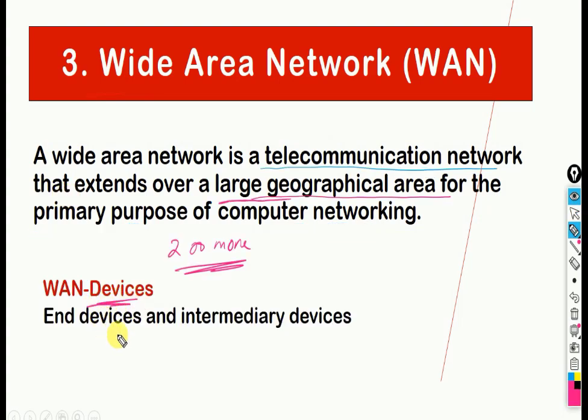The devices in WAN are all end devices and intermediary devices, because an end device in one part of the country may want to communicate with an end device which is in the other part of the country, and some authors will refer to this wide area network to be the internet.